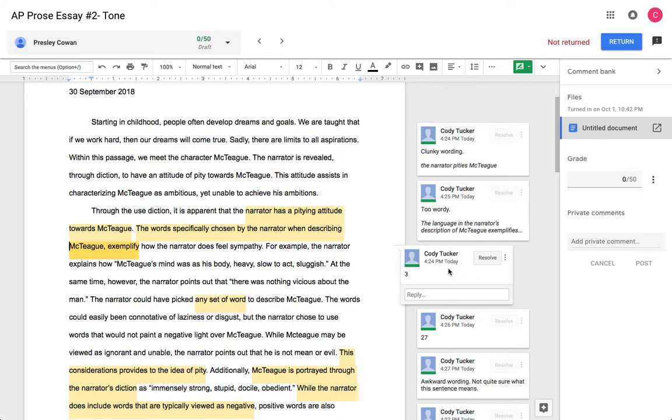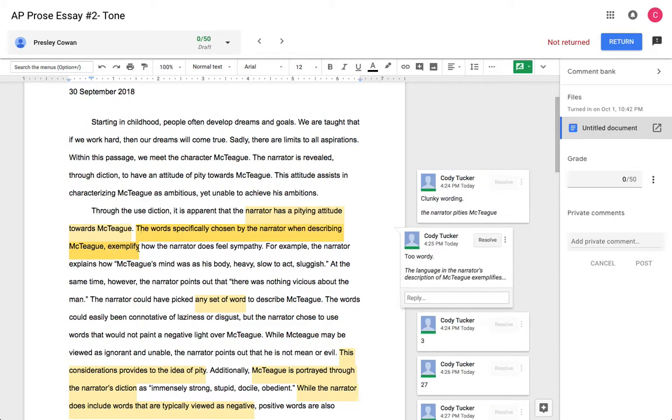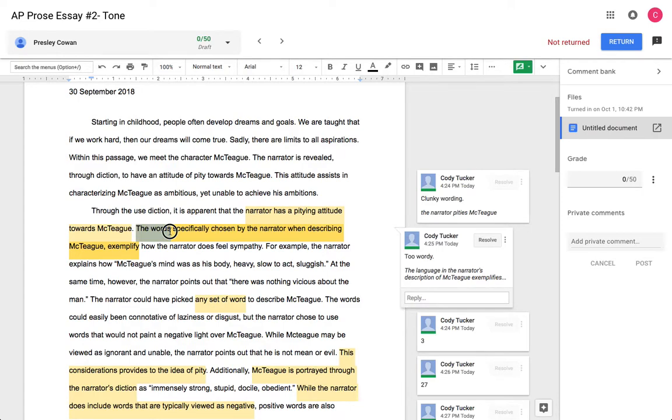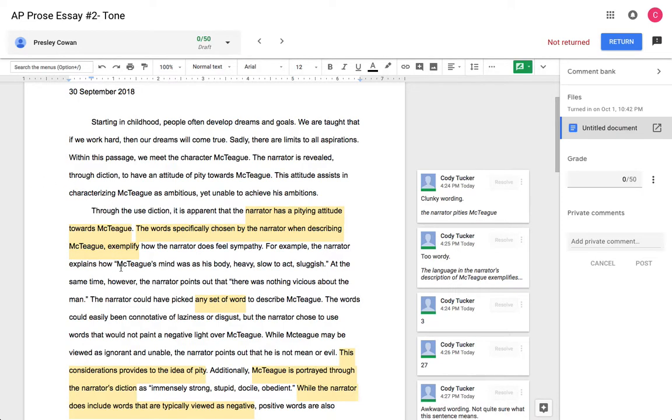So this sentence here: "The words specifically chosen by the narrator when describing McTeague exemplify how the narrator does feel sympathy." You don't need this comma here. It interrupts the flow of the sentence. You don't want to put a comma between your subject and your verb, right? So your subject is the words. The words exemplify how the narrator does feel sympathy.